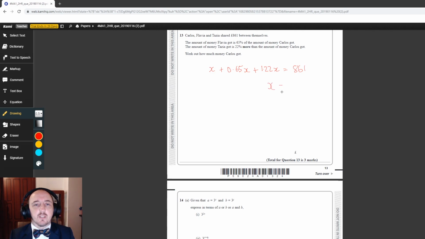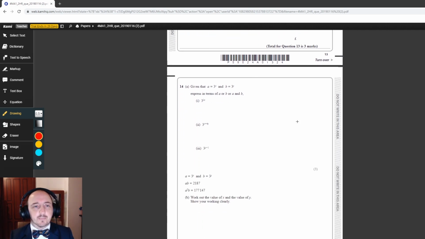So we can rearrange this: 861 divided by 2.87, and that is 300. So Carlos gets 300, and you could work out the other two if needed, but you don't need to in this case.